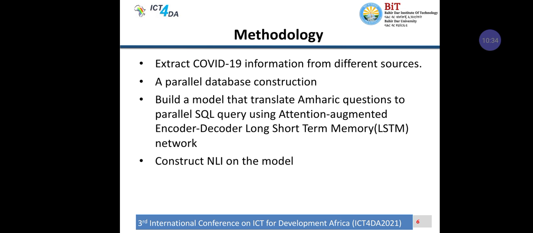Finally, we developed a demo which utilizes the trained model to enable users to ask questions using a natural language interface, natural language question, and then translate it to the corresponding query and return COVID-related information, prominently symptoms, prevention, and other details of COVID-19.